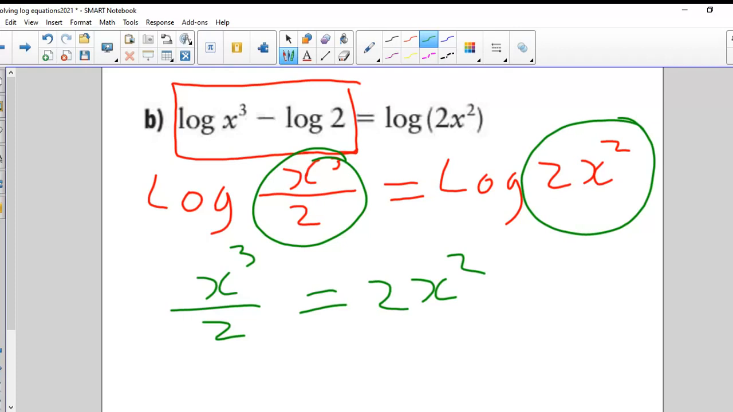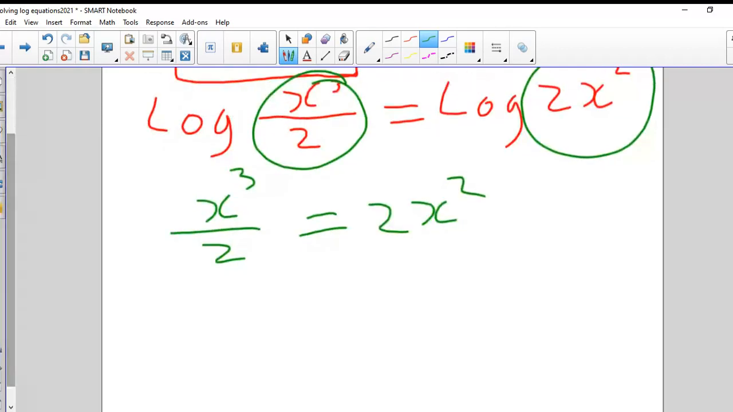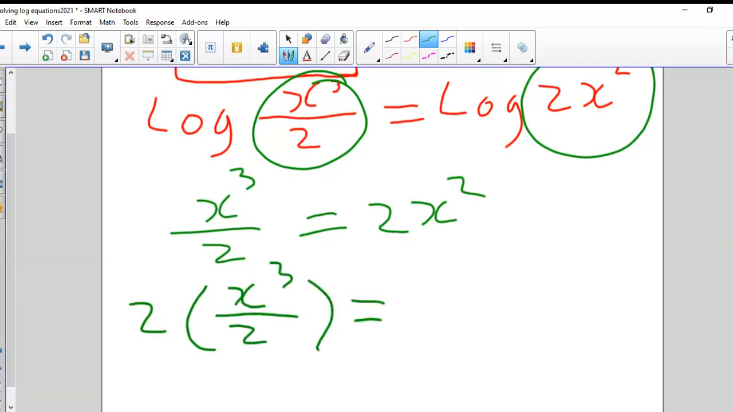Now, I'm going to suggest that we cross multiply to get rid of this 2 that's at the bottom here. I don't like fractions getting in the way too much. So why don't we multiply 2 on the left and 2 on the right? The fractions kind of complicate things a little bit. So 2x cubed over 2 is equal to 2 times 2x squared. Hopefully everybody's okay with that. The whole point of doing that was to get rid of the denominator of 2 on the left.